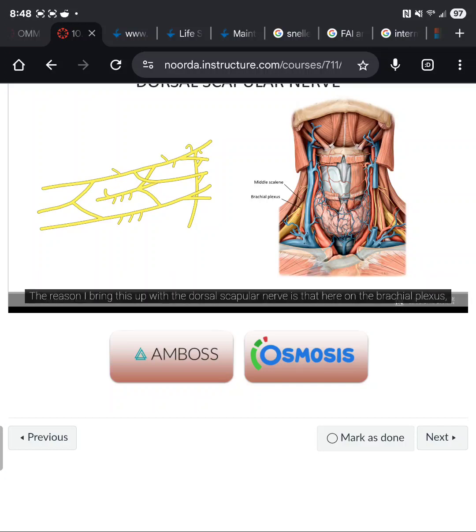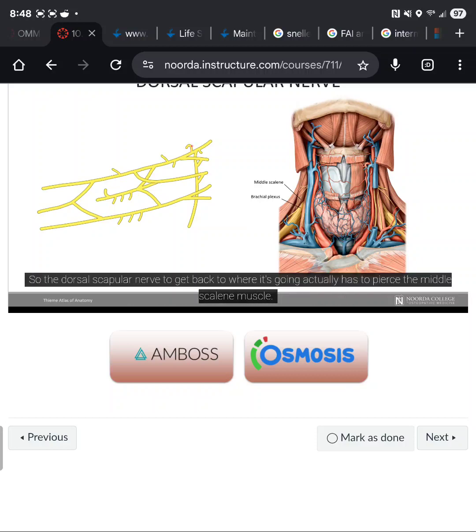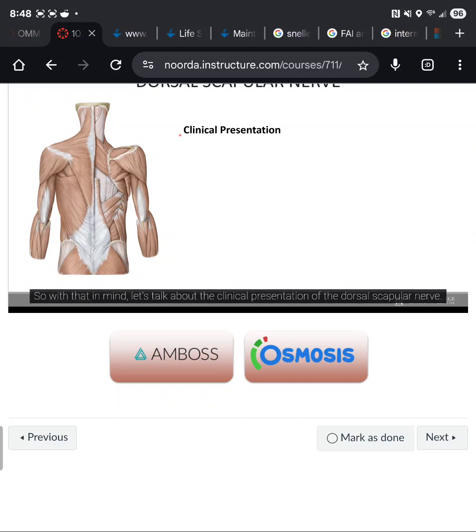The reason I bring this up with the dorsal scapular nerve is that here on the brachial plexus, this branch is the suprascapular nerve, which on our diagram is right here. So it's more distal than the dorsal scapular nerve. So the dorsal scapular nerve, to get back to where it's going, actually has to pierce the middle scalene muscle. That's important to know because the dorsal scapular nerve can become entrapped or compressed as it pierces the middle scalene. So with that in mind, let's talk about the clinical presentation of the dorsal scapular nerve.